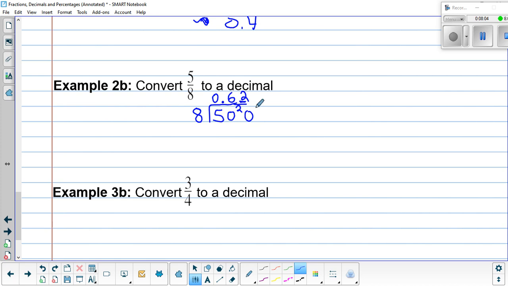And what are we left with? Well, 4. Same thing. We can't fit in there, so we add a 0. Can 8 fit into 40? Right? That's what I'm looking at when I'm saying 20, 40, etc. Well, it can. It can fit in 5 times and nothing left. So when you hit a 0, we are done. So we can rewrite it as 0.625.